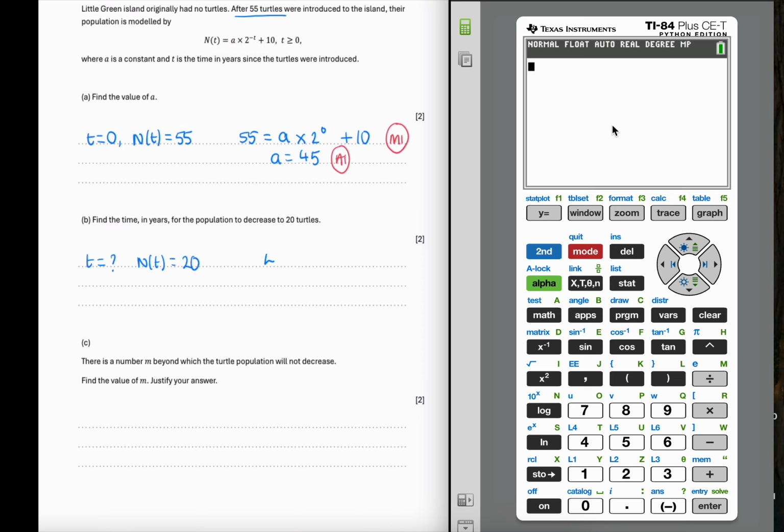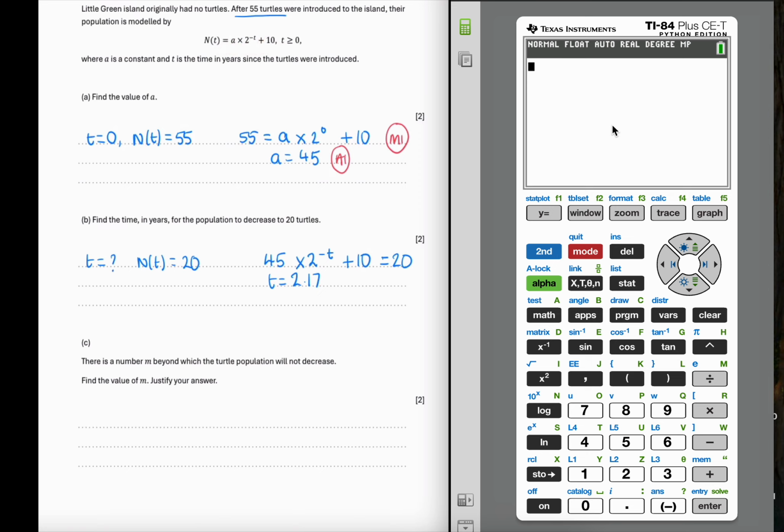So I have 45, because I now know my value of A, times 2 to the power of minus T plus 10. So that's my full equation, and I want to know when is it equal to 20. And again, I can just type that straight into my numeric solver, and I find that I have time is 2.17, and you can actually leave your answer like that.